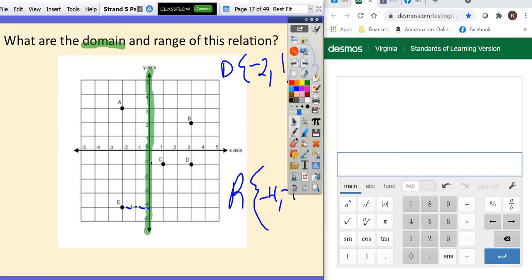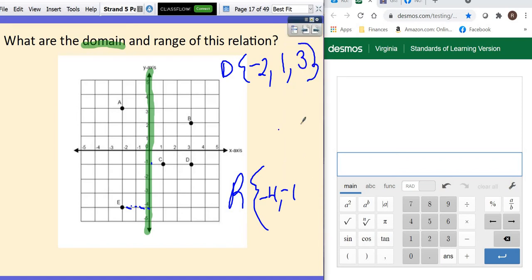Alrighty, and then I'm going to go up to my next points. So I've already done E, and I went to the right, to the y-axis, got -4. C and D, I went to the left, and to the y-axis, I got -1. Now B, if I go to the y-axis, it is a 2. And then A, if I come over to the y-axis, it is a 3. So those would be the range items in that relation. Okay? So that's how you do that.